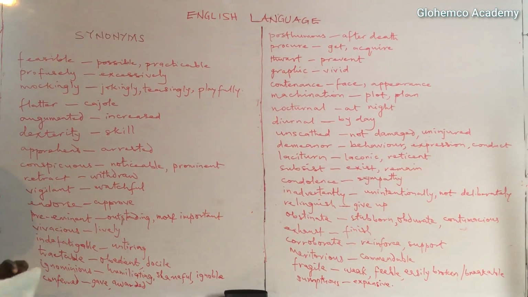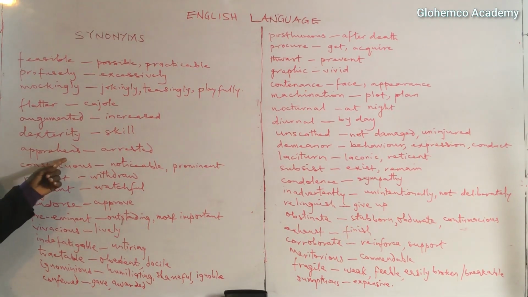So we can have dexterity. Dexterity simply means skill. When a person is dexterous, it means the person is skillful. Maybe in what he or she is doing. Maybe an organist in the church. So very, very skillful, very, very dexterous. So skillful. All right, the next one, apprehend.